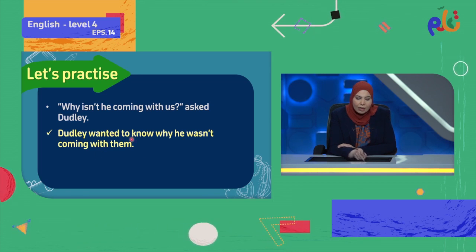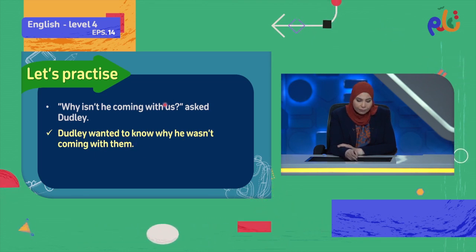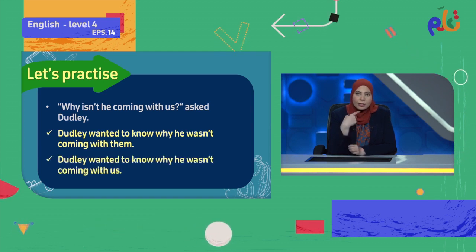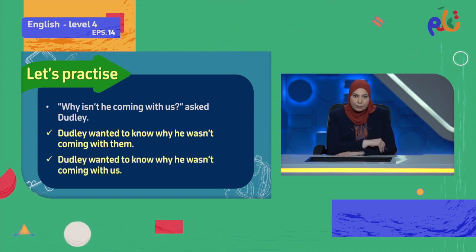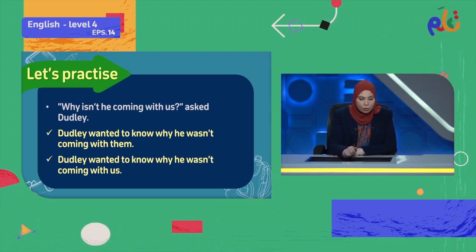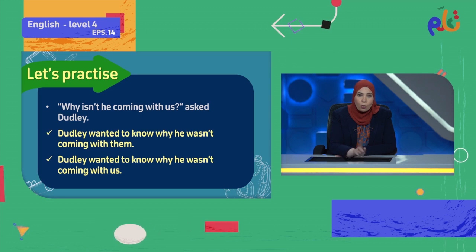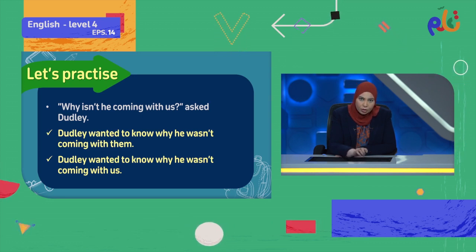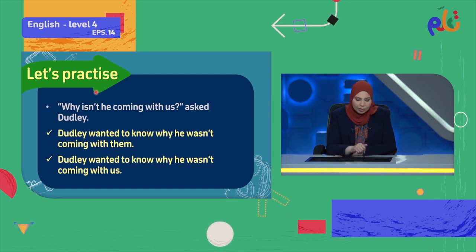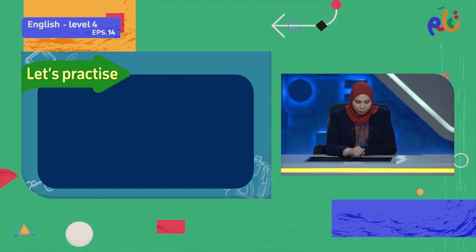Dudley wanted to know why he wasn't coming with them, or we can make it with us if I am reporting about myself. So we removed the question mark and quotation mark, we joined both statements by the question word, and we took it one step back, so isn't became wasn't.